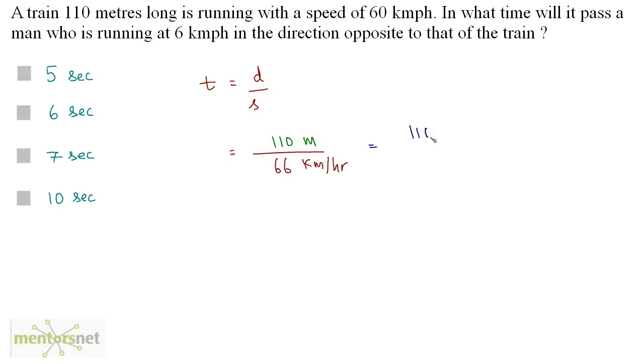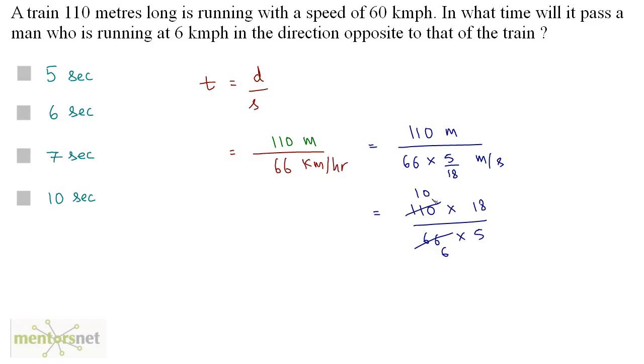So this is equals to 110 meters, and we have 66 times 5 by 18 meters per second, and that will give you the time in seconds. So this is equals to 110 times 18 by 66 times 5. 11 6s are 66, 11 10s are 110, and then you have 5 times 2 is 10, and 6 times 3 is 18. So 2 times 3, and that is 6 seconds. So this is the time taken. Option B is the correct answer.